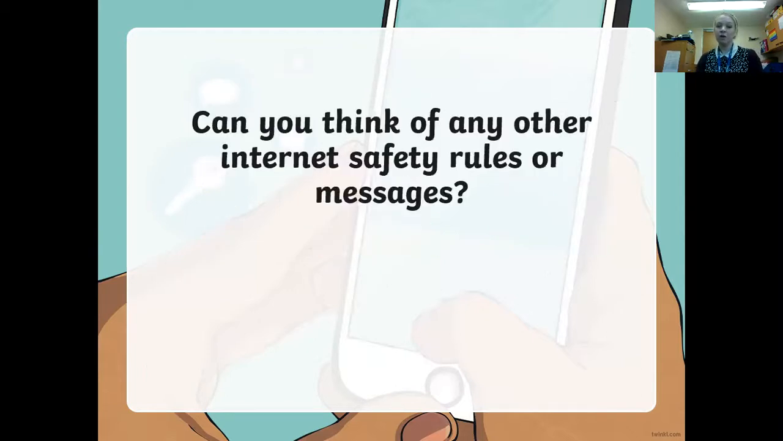There are also many other aspects of the internet that we need to think about being safe on. So have a think. Can you think of any other safety rules or messages for when using the internet?